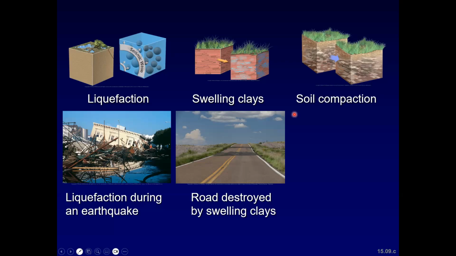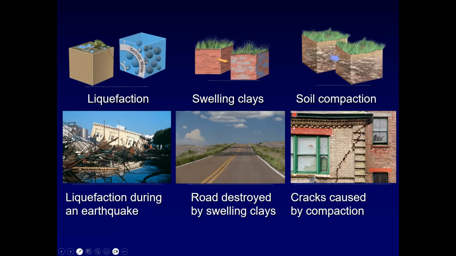Soil compaction as well. Compaction of clays and other sediment can cause the ground to subside, perhaps unevenly, and then we could see this affecting a building. Perhaps this crack was caused by compaction.